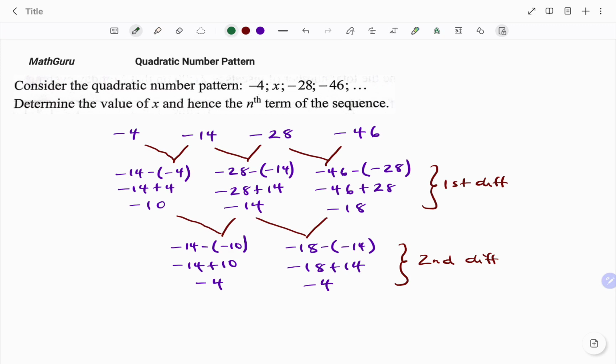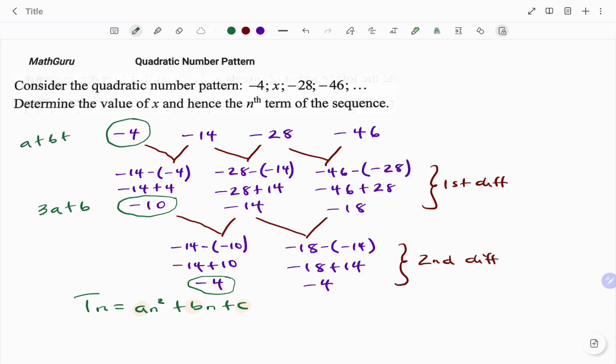So, using the standard equation of a quadratic pattern, that's Tn equals an squared plus bn plus c. I need to find my a, my b, and my c. Now, note that to find a is half of the second difference. Then to find b, I know that the first difference will give us 3a plus b. And then the first term of the sequence, we got that by adding a plus b plus c.